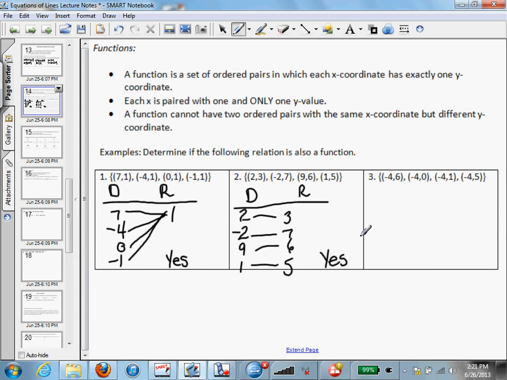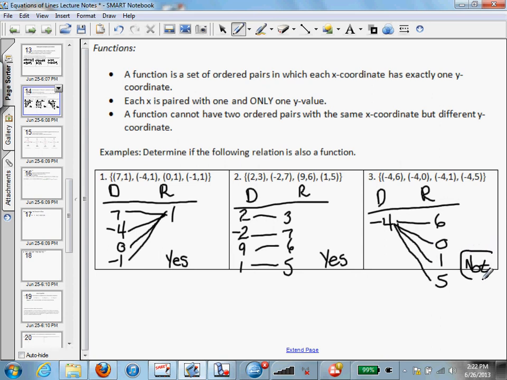Now to list the domain and range for this last example, -4 is the only thing in the domain. Well, we have 6, 0, 1, and 5 all sharing the same domain value. So this is not a function. Of the three, this is the one that is not a function.